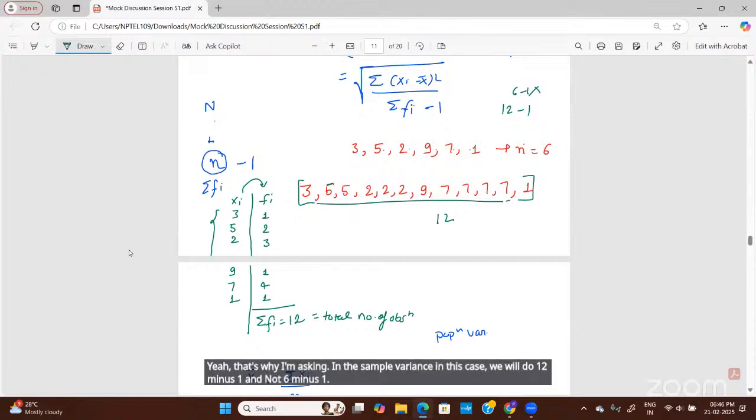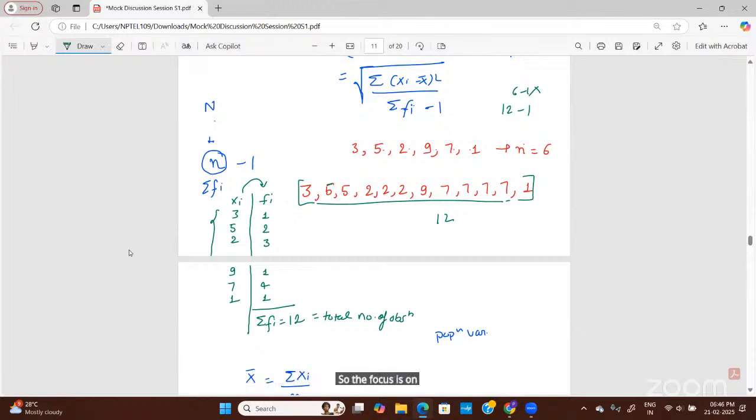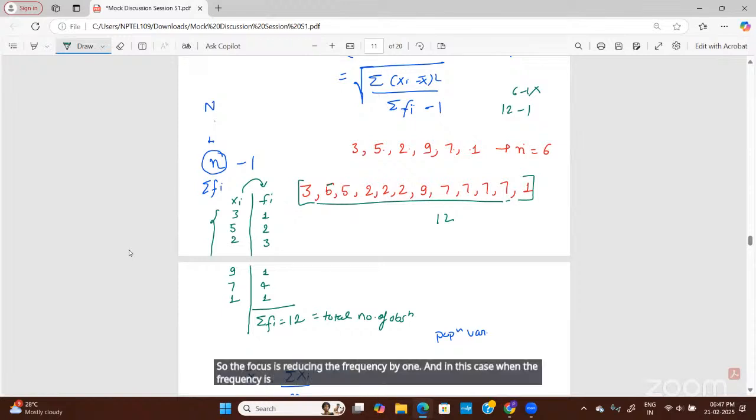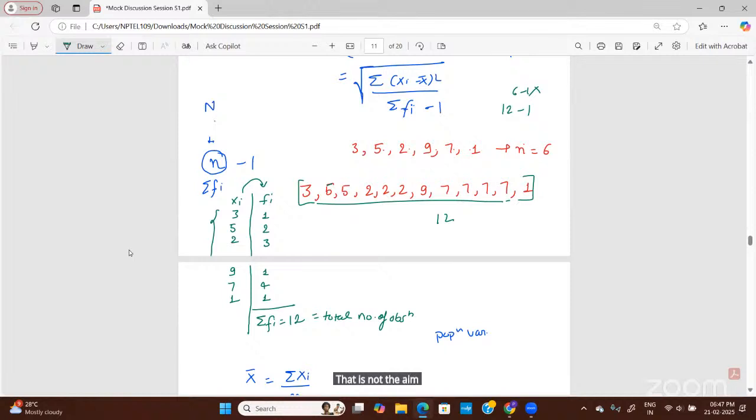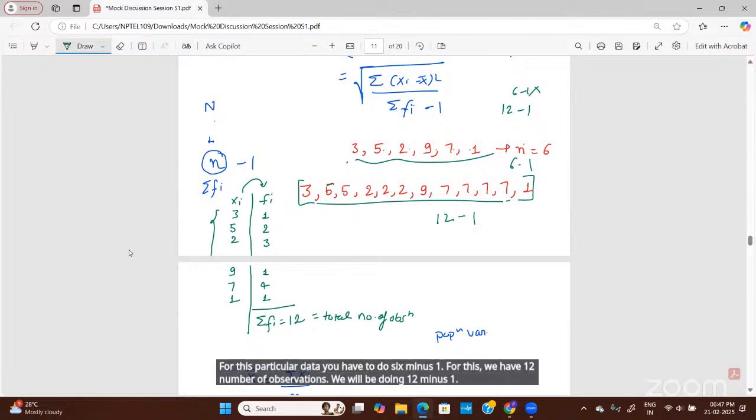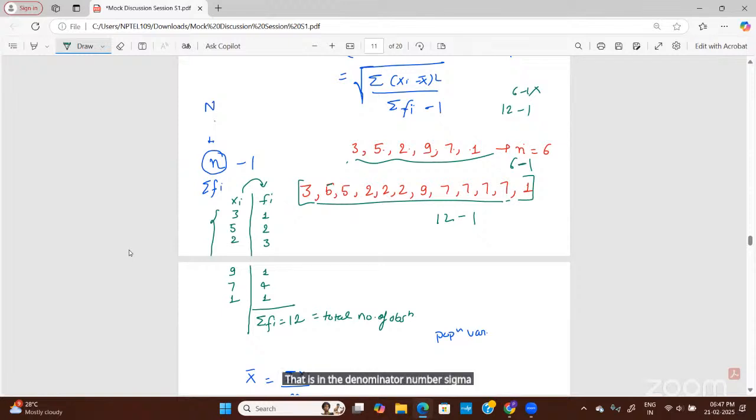The denominator focus is on reducing the frequency by 1. When the frequency is 1 for each of the cases, and we make f minus 1, then the reduction of one case is just a consequence of reducing the frequency. That is not the aim of reducing the sample by 1. For that data, you have to do 6 minus 1. For this, we have 12 observations, so we will be doing 12 minus 1 in the denominator.